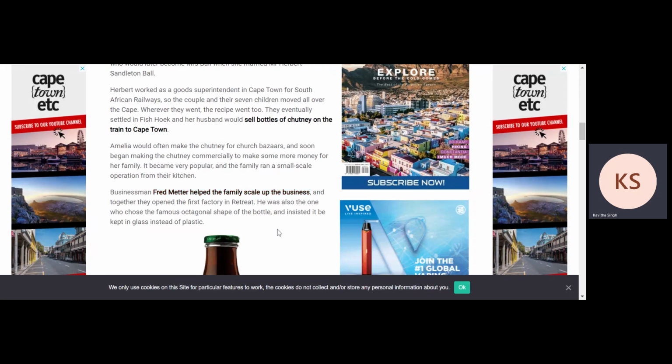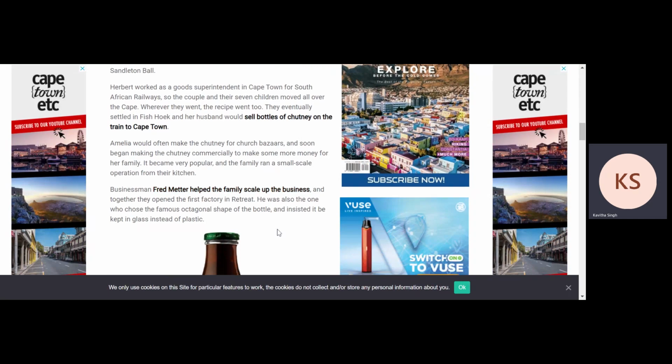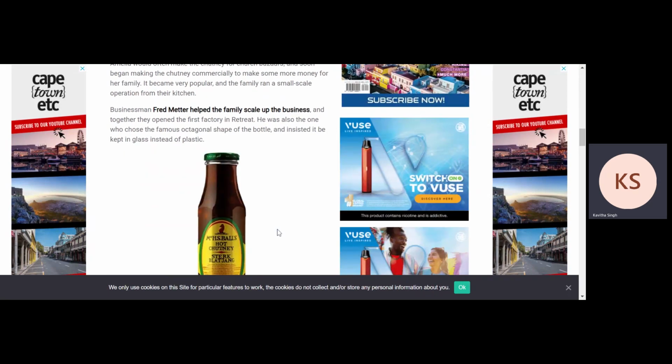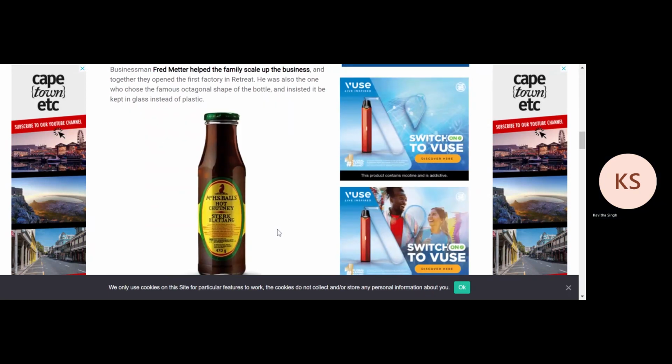They eventually settled in Fishhook, and her husband would sell bottles of chutney on the train to Cape Town. Amelia would often make the chutney for church bazaars and soon began making the chutney commercially to make more money for her family. It became very popular, and the family ran a small-scale operation from their kitchen.